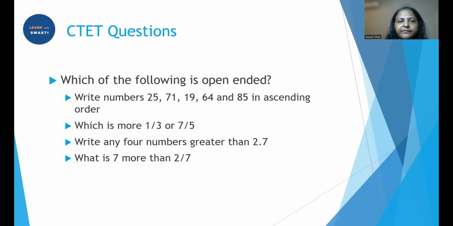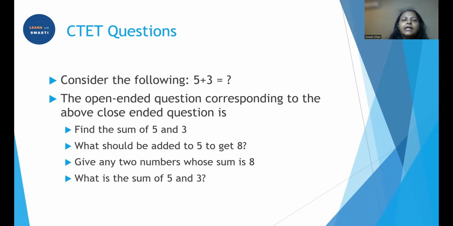Let's see another question. Consider the following. 5 plus 3 is equal to question mark. The open-ended question corresponding to the above close-ended question is. So they've asked that there are 4 statements given and you want the open-ended question which corresponds to the above close-ended. So 5 plus 3 is equal to what, or what is 5 plus 3, is a close-ended question. So find the sum of 5 and 3, close-ended, because it is just find the sum of 5 and 3.